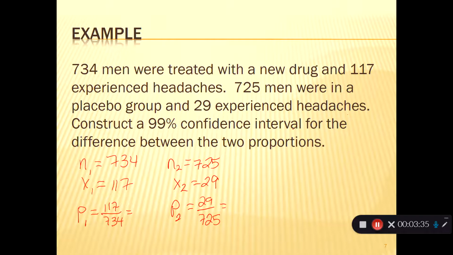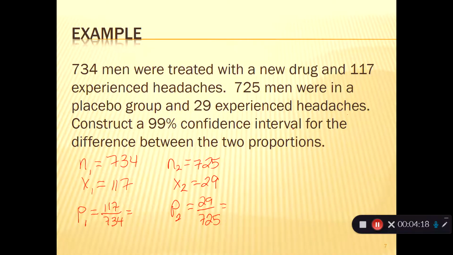Now, I need to check whether my conditions are met. Was this data collected randomly? Notice that it does not specifically say that, so we can only proceed with this analysis assuming that the data was collected in some randomized manner. Then we need to check the 10% condition. Well, 734 and 725, that's definitely less than 10% of all men, which would be our population here. And then the independence: we have a group of men given a drug, and another group of men given a placebo. So those are independent groups.